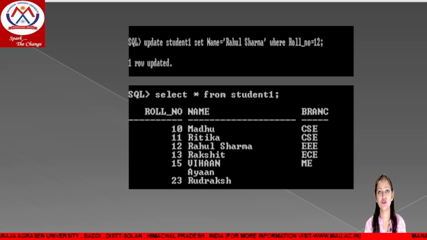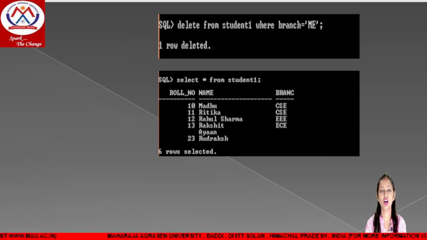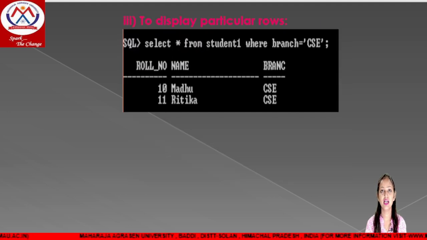Now suppose I want to change Vihan to Vihan Kaushik. Again the same method would be used. Update student set name is equals to Vihan Kaushik where roll number is equals to 15. So according to the condition that you have mentioned after the where clause, that name and data would be updated in your database. So this was all about the basics of your DML commands.